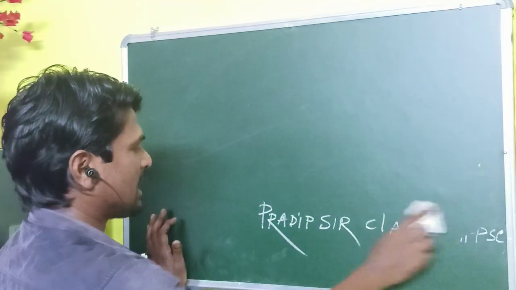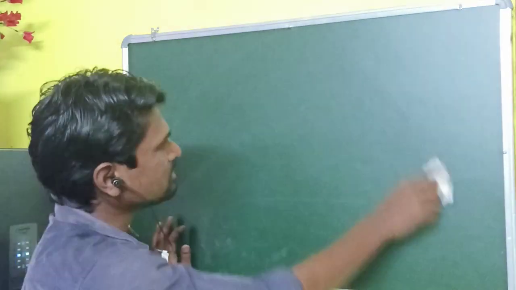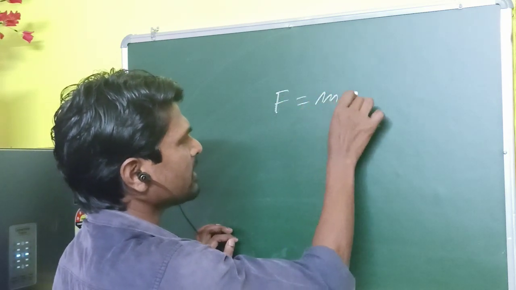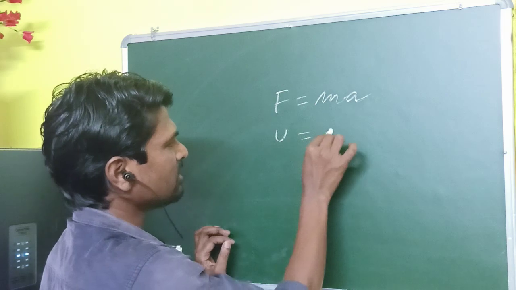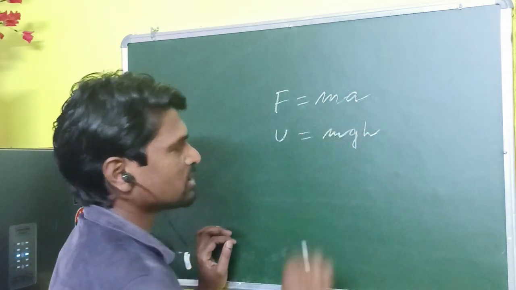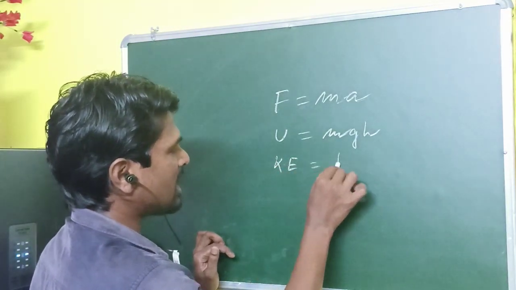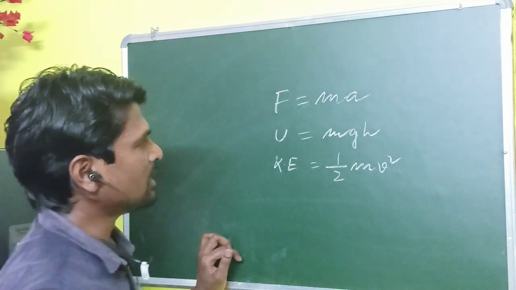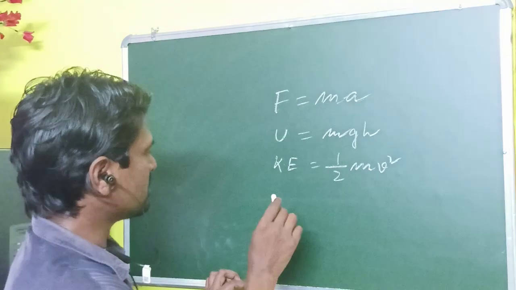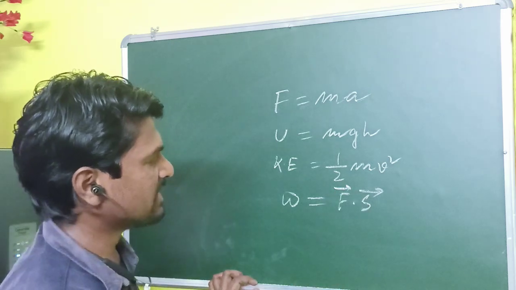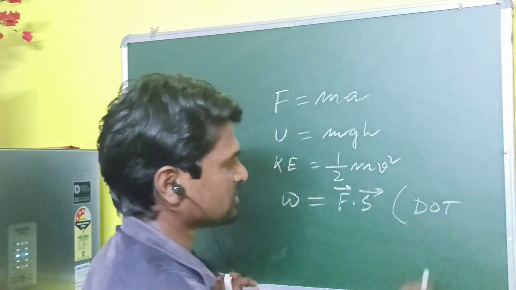Today, students, I take some of the easiest equations that you know well from the previous classes. Suppose you know that force equals ma, or the potential energy equals mgh, or the kinetic energy is half mv square, and we can write work done equal to force into displacement, that is F dot S. This is a dot product, and I discussed what a dot product is.